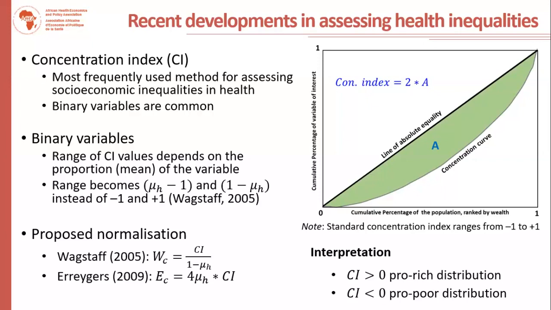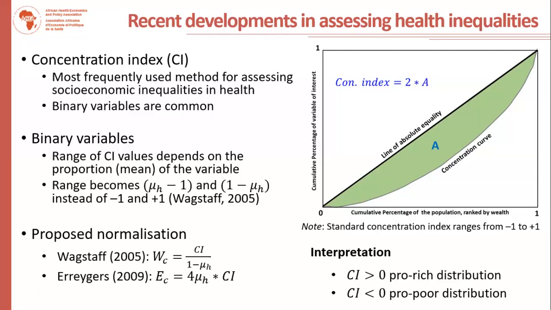One is what Wagstaff suggested. He said that we should just divide the CI, which is the concentration index, by this entity here. So we just divide it by 1 minus that mean there. And he gave a reason just to be able to bound it. That's all. Just figuring out what's the best way to bound the index between -1 and 1. But Erreygers queried that approach, that it is kind of ad hoc. So he went through pretty much like axioms to figure out the best way to normalize the index.